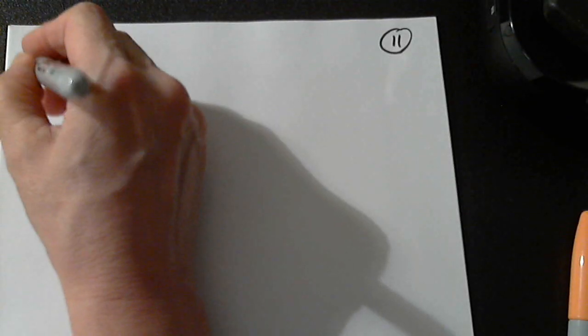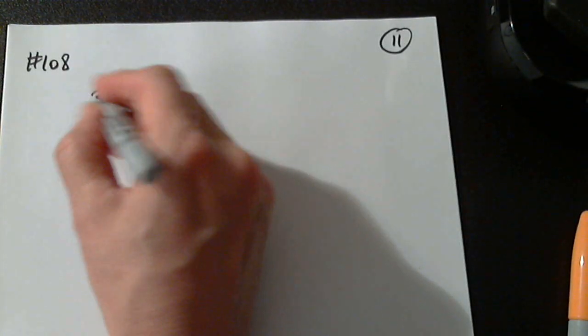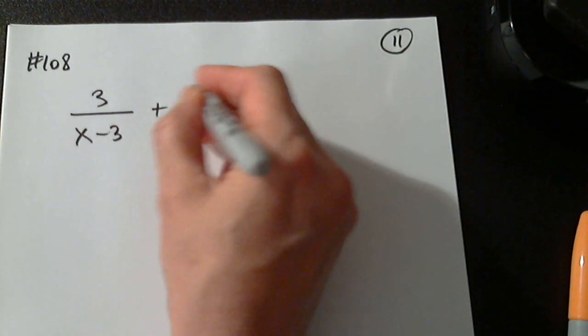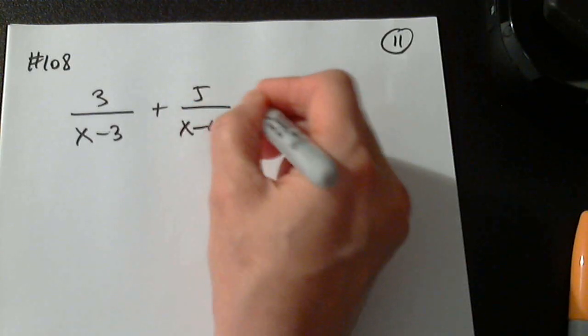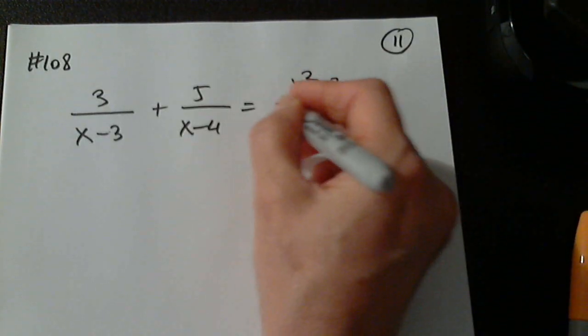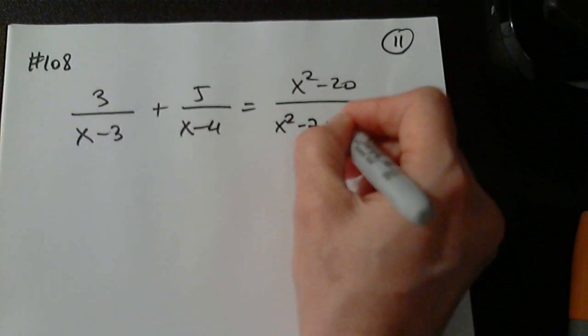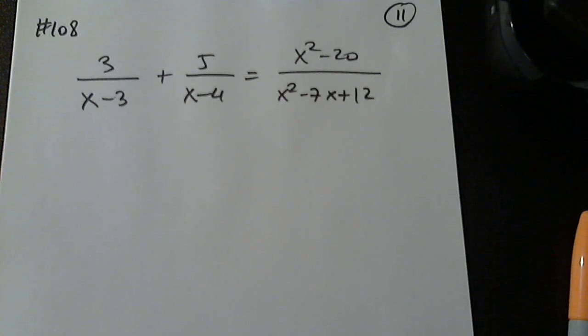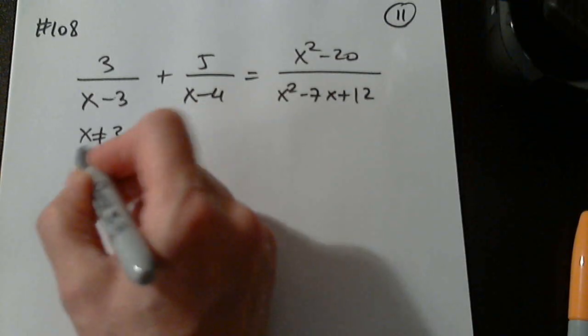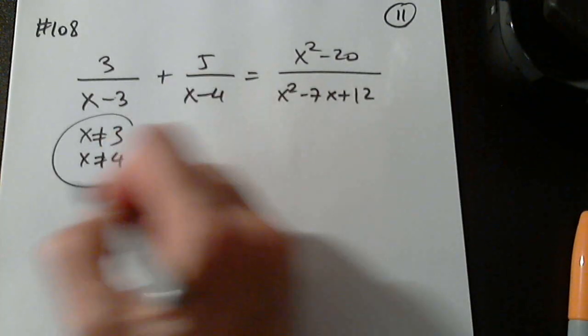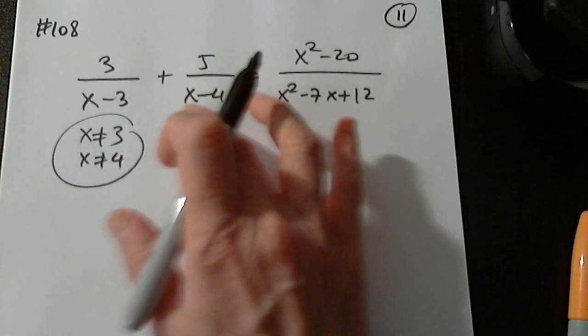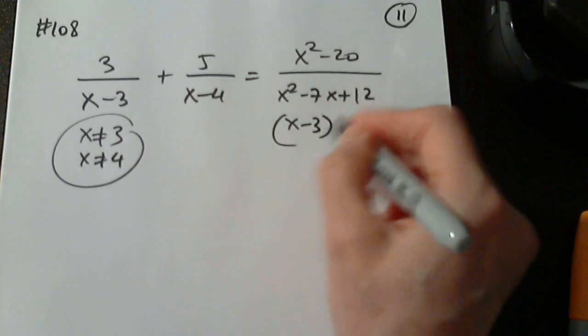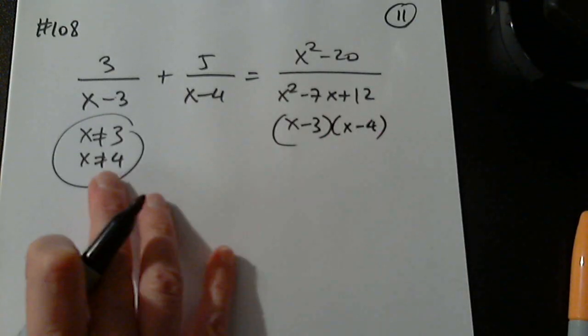So this is 108. So we have 3 over x minus 3 plus 5 over x minus 4 equals x squared minus 20 over x squared minus 7x plus 12. Perfect. I have 4 minutes. I'll try to finish it in 4 minutes. So remember, we have to write that x cannot be 3 and x cannot be 4. Mandatory. This is normally a product here. So it is indeed. So they are the same.